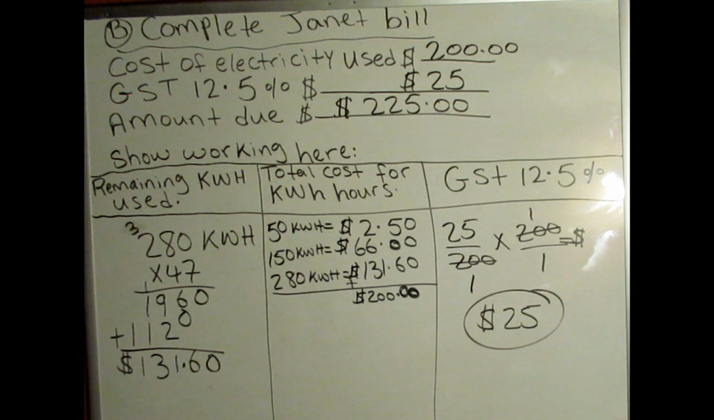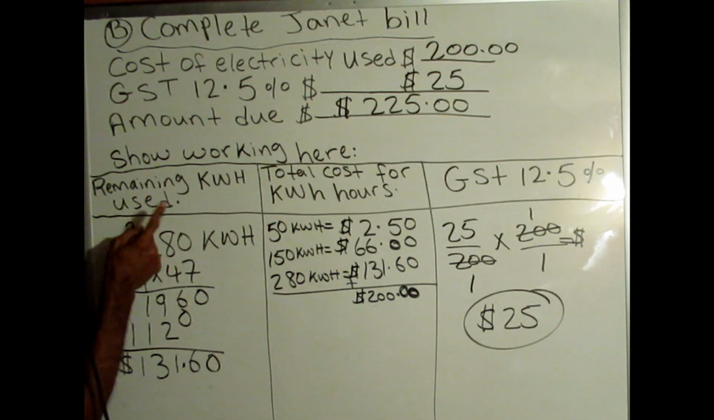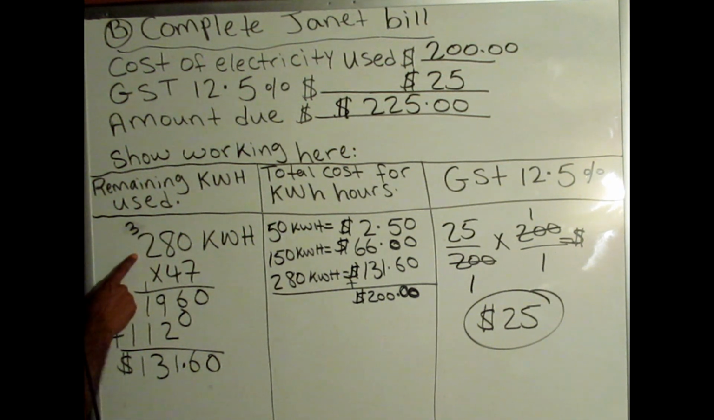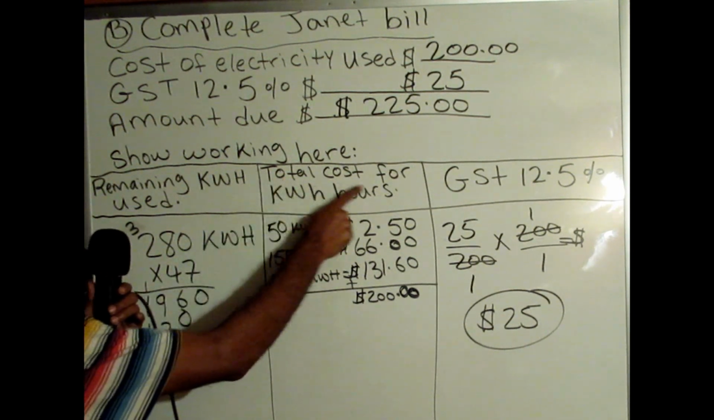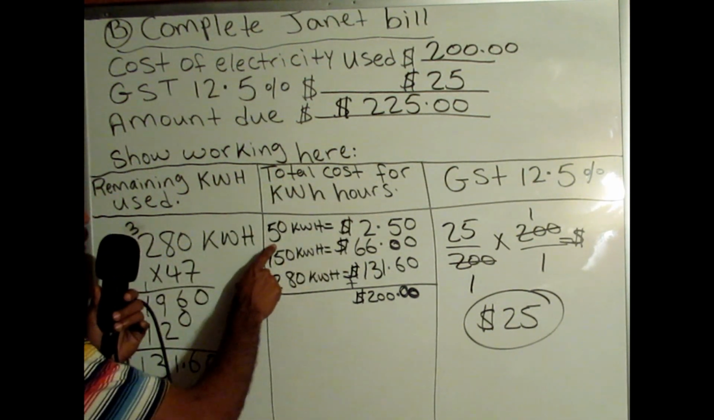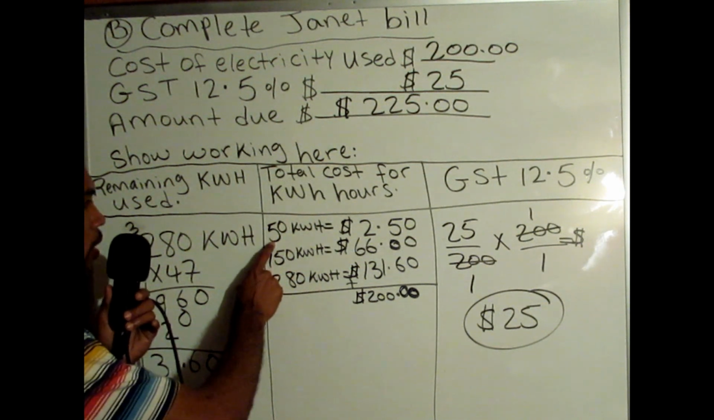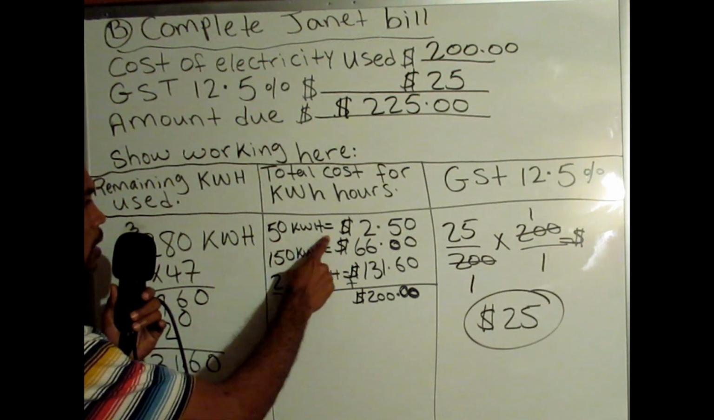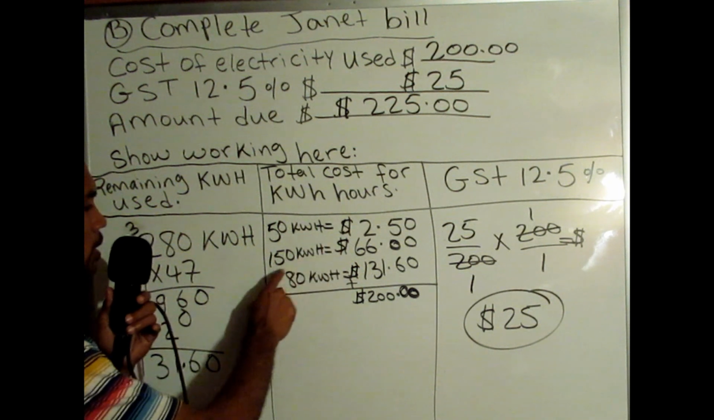A quick review. Remember, the problem said in B for us to complete Janet's bill. And this section says the remaining kilowatts used. It says show the working out here. When we multiply the remaining, which is 280, by 47 cents, we got $131.60. Remember, the second part says total cost for kilowatt hours. The first amount of kilowatts that Janet used was 50 kilowatts at 5 cents. And the cost of that is $2.50.